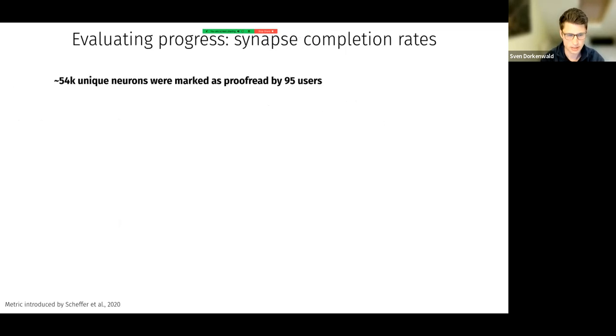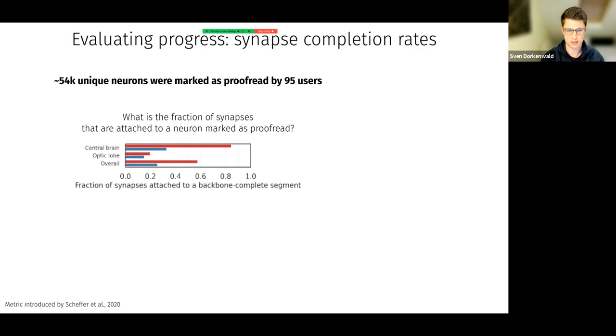Analyzing this data, we have about 54,000 unique neurons that were marked as proofread, and amazingly, this was done by 95 different users. Now we can ask how many synapses have been attached to these neurons that have been marked as proofread. This is a method of evaluating this data that is very similar to how it was done in the hemibrain, and it gives us an idea of how successful this proofreading has been. This is how the data looks. We can ask this question for presynaptic and postsynaptic sites. Currently in the central brain, we are at about 85% of presynaptic locations being attached. That is the red. I'm sorry, there's not a legend right now.